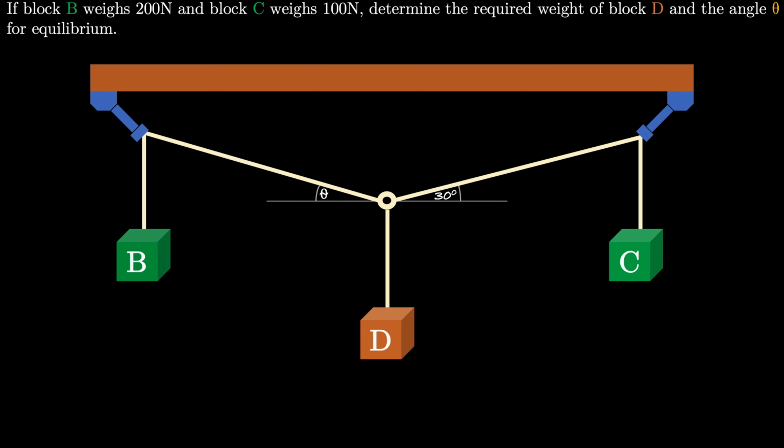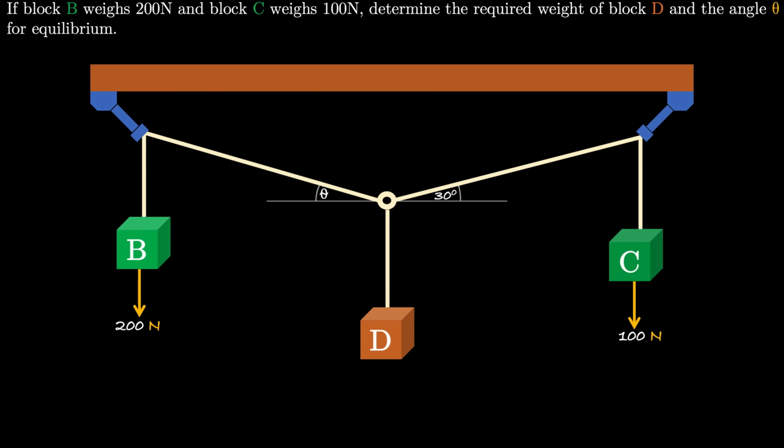I'm told that block B weighs 200 newtons, so that is going to be the downward force of block B. And I'm told that block C weighs 100 newtons, so that is going to be the downward force of block C. We're told that the system is in equilibrium, that means there's no movement. So there's going to be tension in the cables.